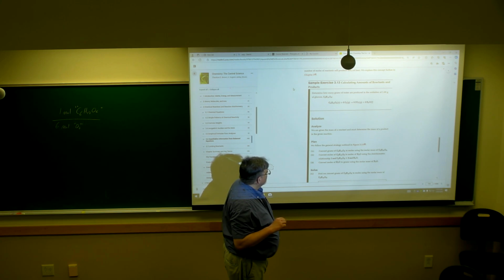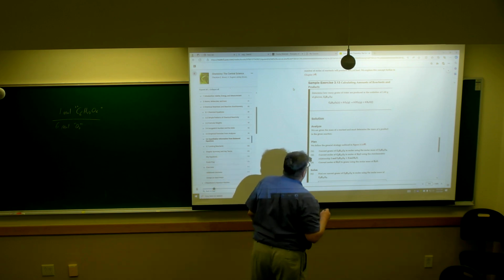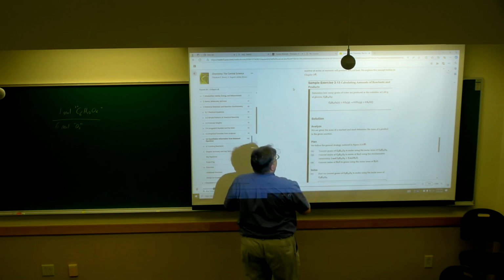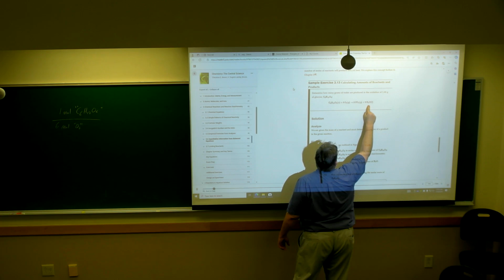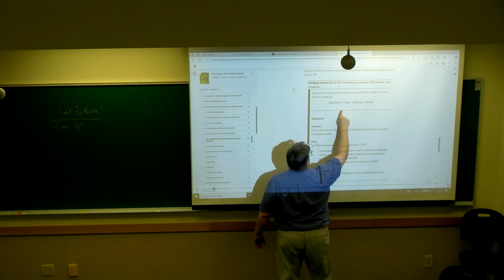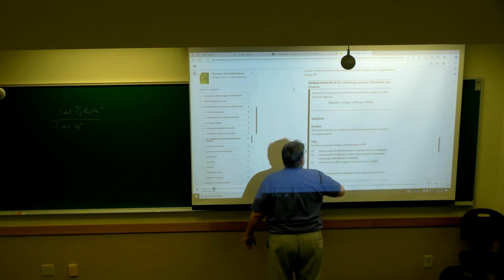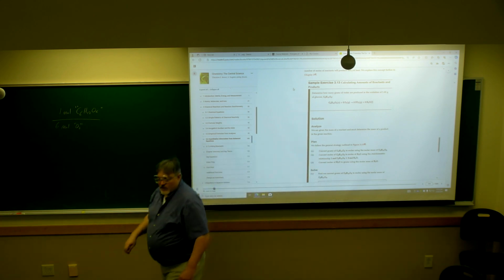Convert grams to moles. Okay, they give you the systematic thing. All right, determine how many grams of water is produced in the oxidation of 1 gram of glucose. So what's the first thing we have to do?